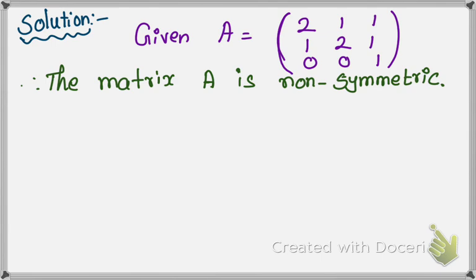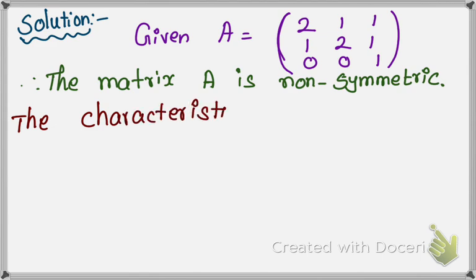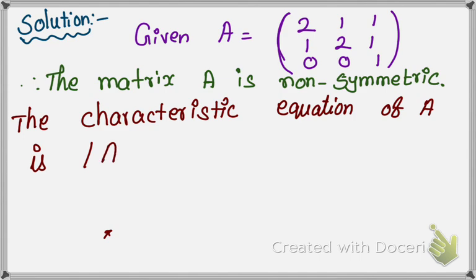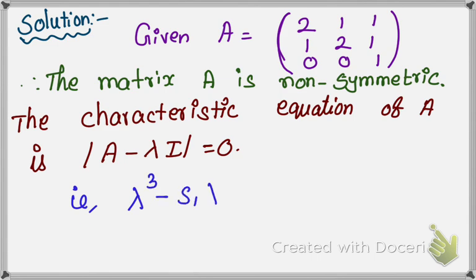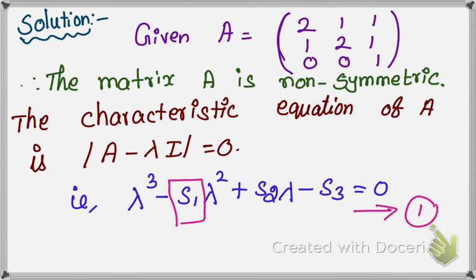Next, you have to find the eigenvalues. Using the characteristic equation, you have to find the eigenvalues. Therefore, the characteristic equation of A is determinant of A minus lambda I equal to 0. If you solve this determinant, you get lambda cube minus S1 lambda square plus S2 lambda minus S3 equal to 0. This is for a 3 cross 3 matrix. We name this as equation 1. This is the characteristic equation. Now, we have to find S1, S2, S3. Then solve that, and you can get the eigenvalues.